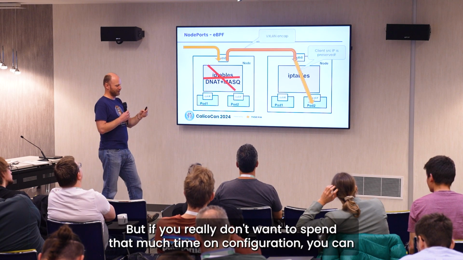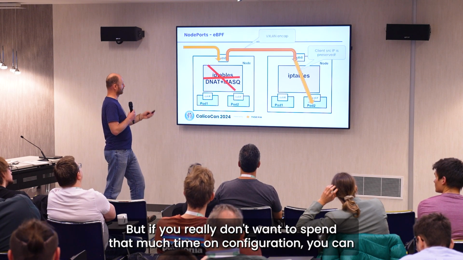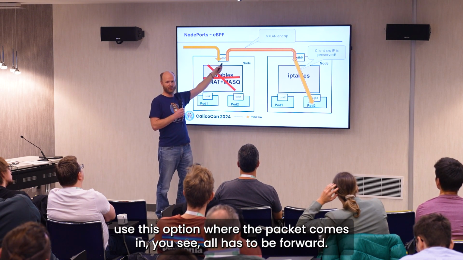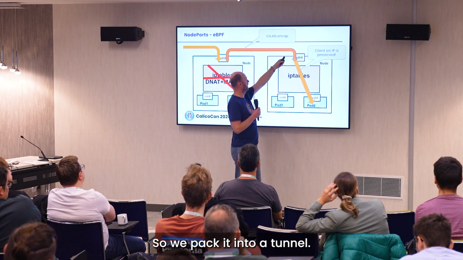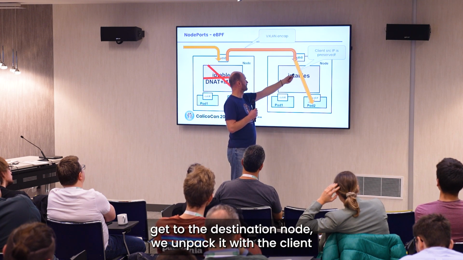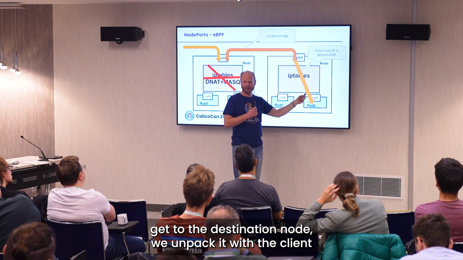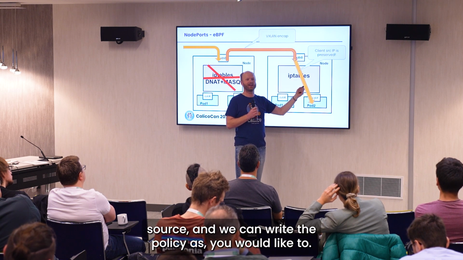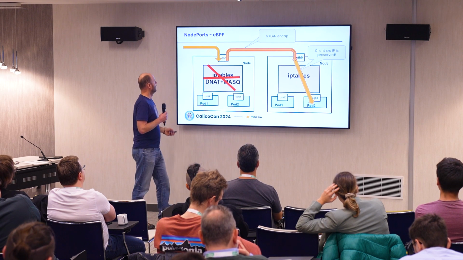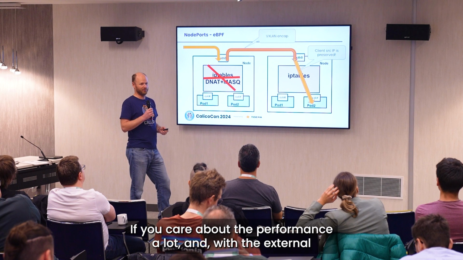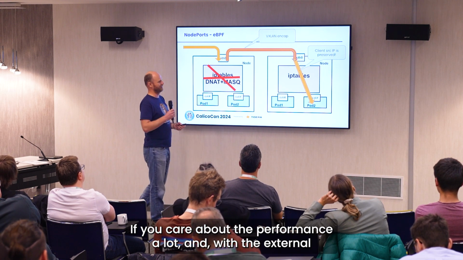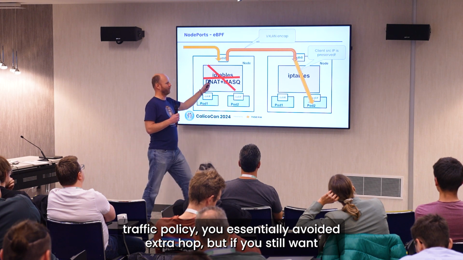But if you really don't want to spend that much time on configuration, you can use this option where the packet comes in, you see it has to be forwarded, so we pack it into a tunnel. We preserve the packet one-to-one, it gets to the destination node, we unpack it with the client source, and we can write the policy as you would like to. If you care about the performance a lot, with the external traffic policy, you essentially avoid that extra hop.